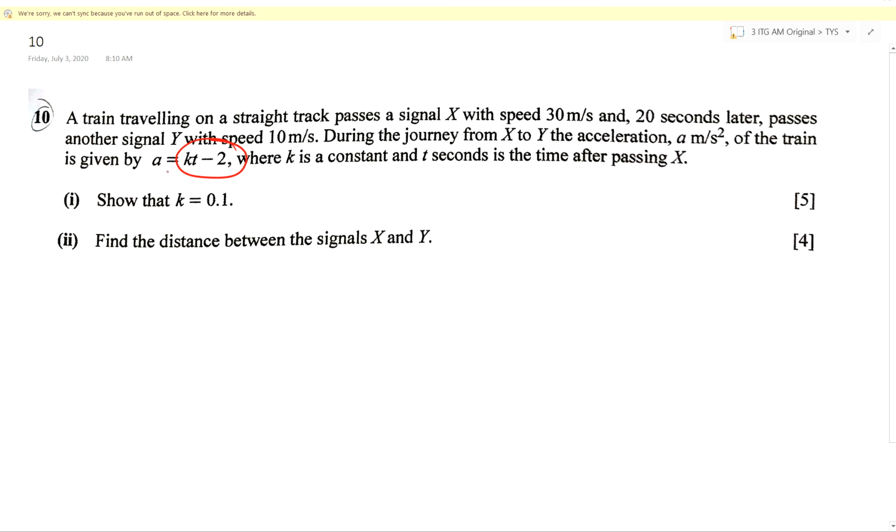We know that acceleration is related to velocity through our calculus. t is the time, t seconds after passing x.